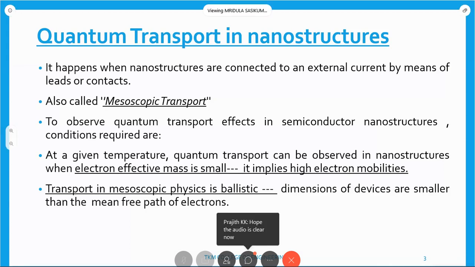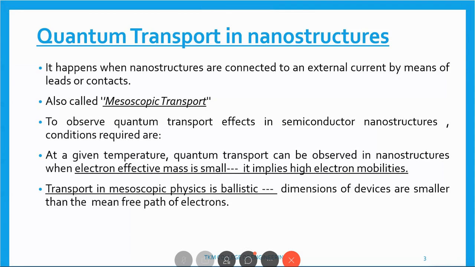Since ballistic transport has a non-scattering property, electrons do not lose their phase coherence, and electrons can show phase interference effects in mesoscopic systems.